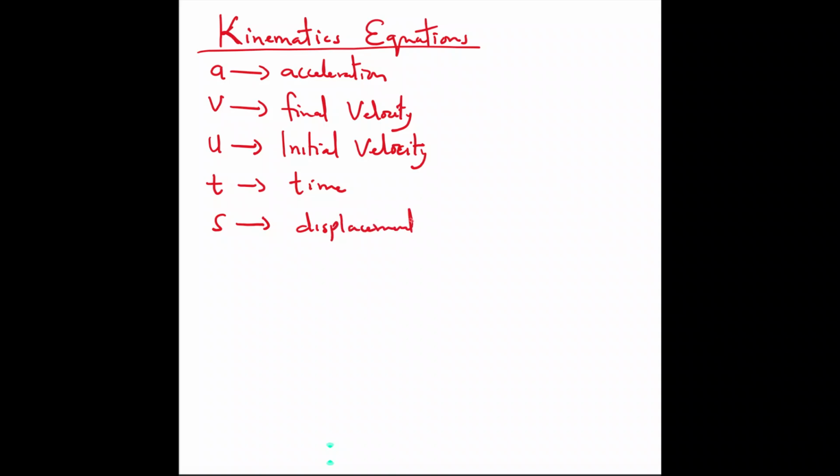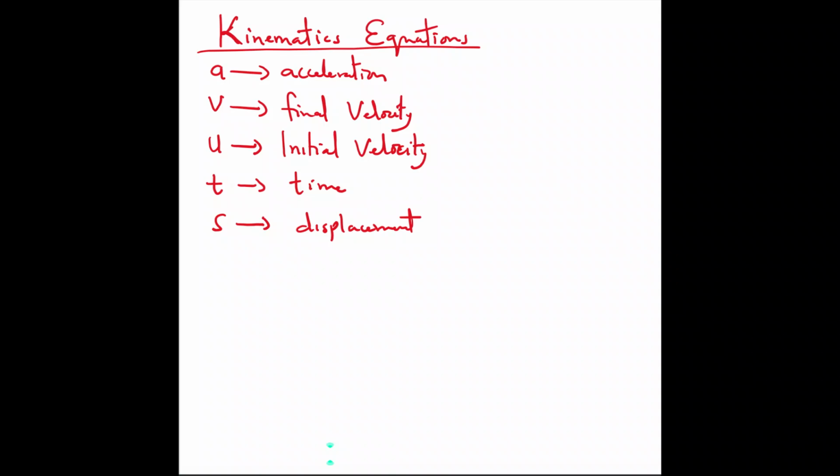Displacement is quite similar to distance, but displacement is a vector quantity. That means it has magnitude and direction. Same thing with acceleration and velocity. They are all vector quantities. They have magnitude and direction. And we're going to start from the formula for acceleration.